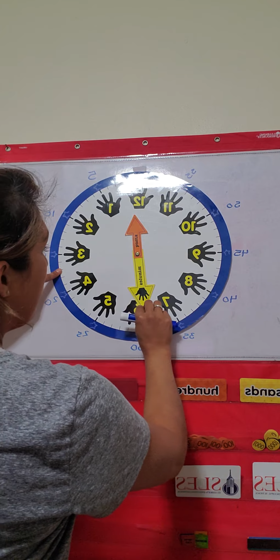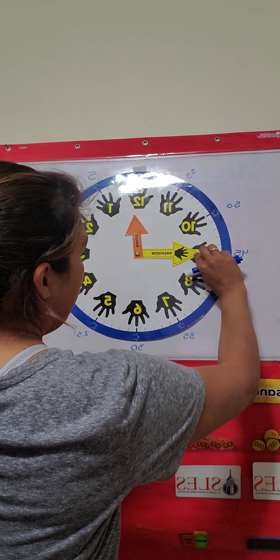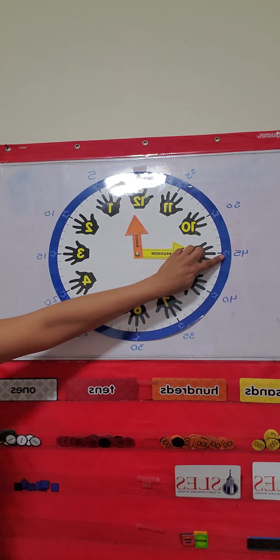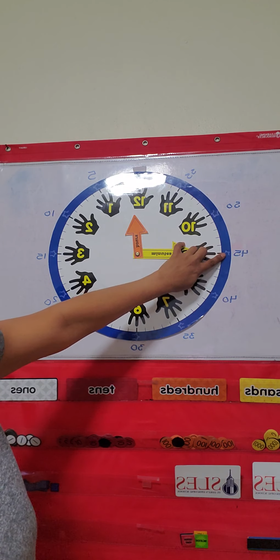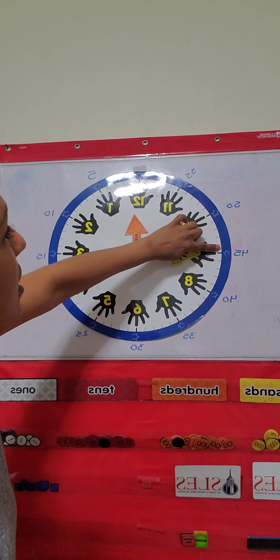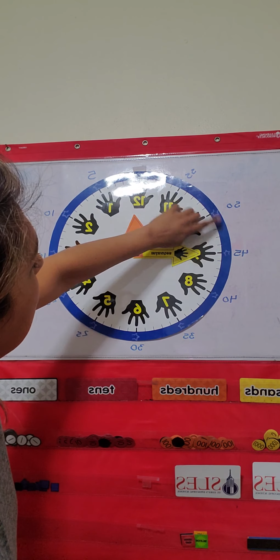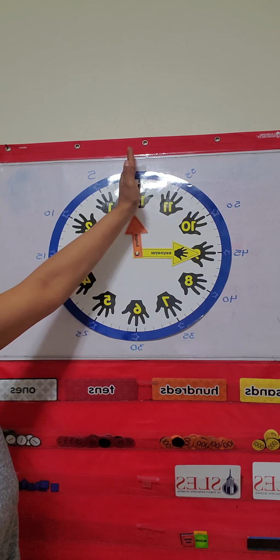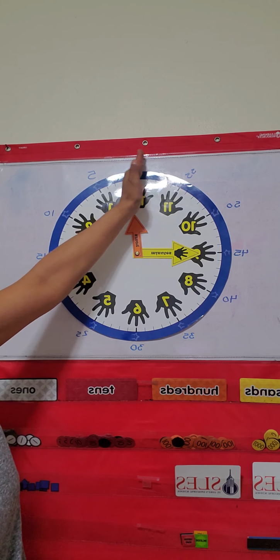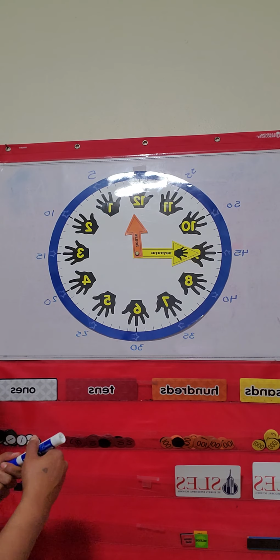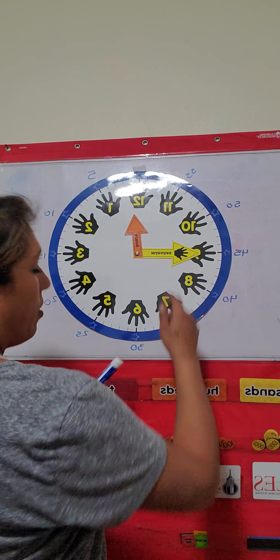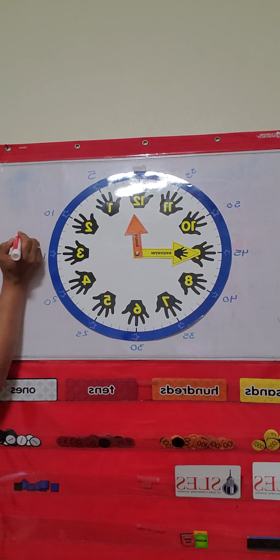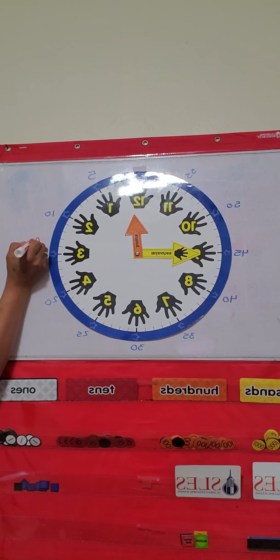Now let's fast forward our clock in time. If our minute hand is pointing to the 9, that's 45 minutes into the hour, which means since there are 60 minutes in an hour, there are only 15 more minutes until the next hour. So we would say here a quarter past. Maybe I should write that for you. So this is a quarter past.